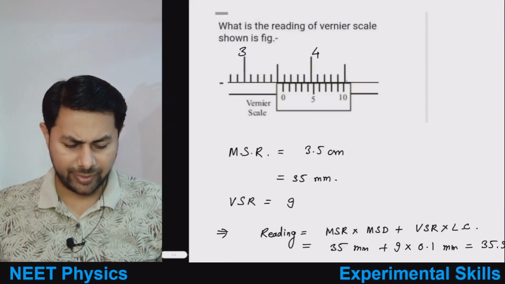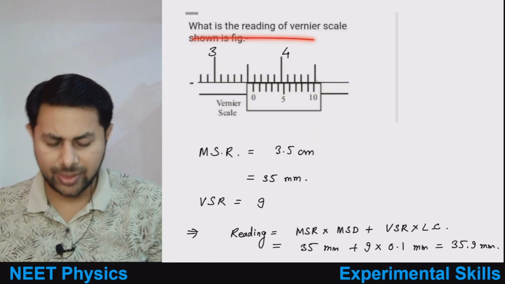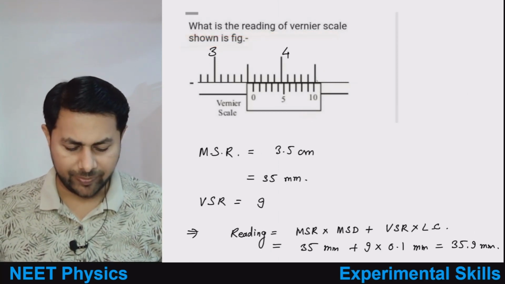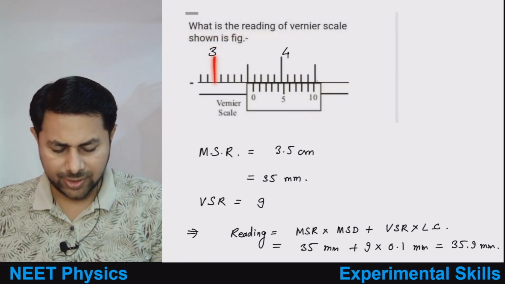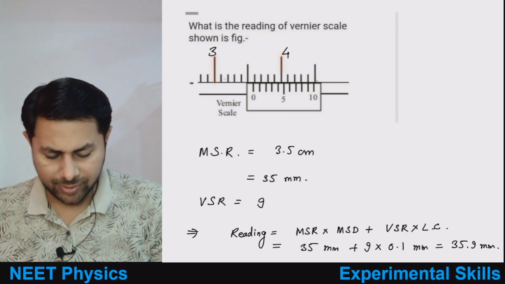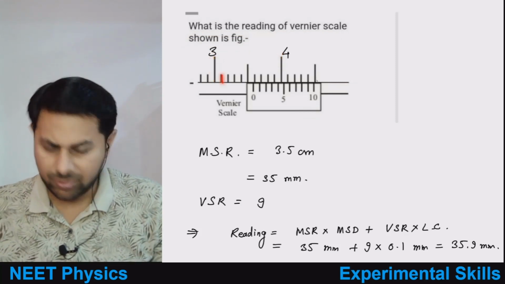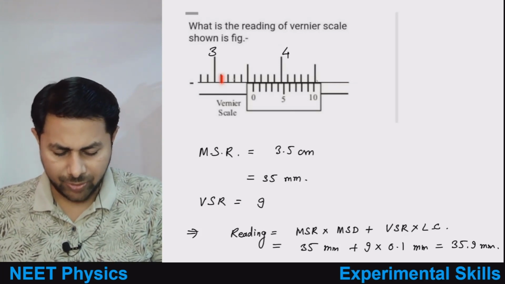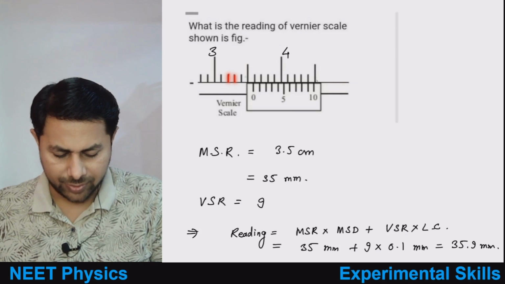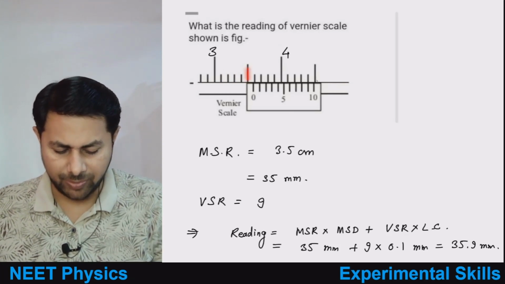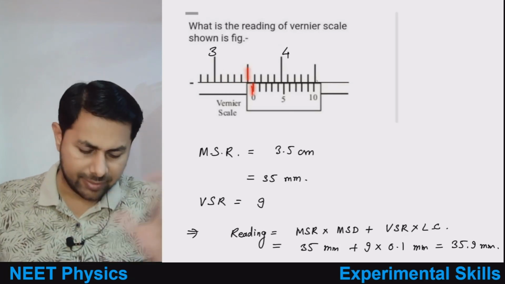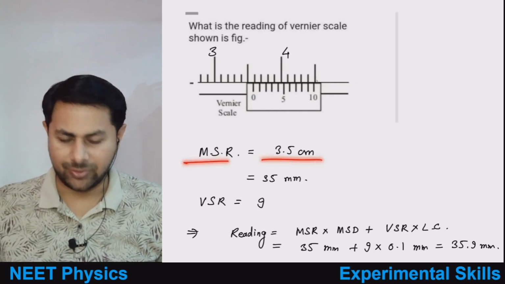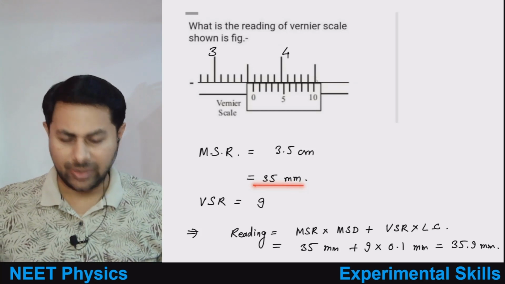Okay, good. Then let's see another example. What is the reading of the Vernier scale shown in this figure? So, main scale reading. This is 3 centimeter, this is 4 centimeter, and you have the same scale. Suppose this is 3.1 centimeters, this is 3.2, 3.3, 3.4, 3.5, and 0 of the Vernier scale comes after that. So what is the main scale reading? The main scale reading is 3.5 centimeters, that is 35 mm.